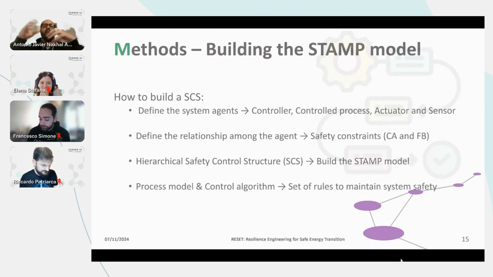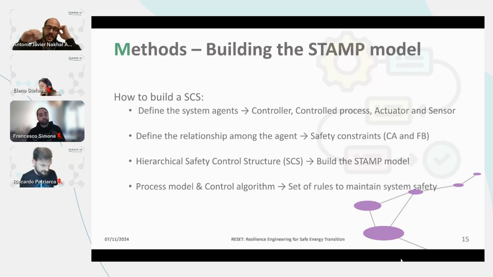After that, we need to create a hierarchical safety control structure. We know that in this process the hierarchy of the system is defined, with the controllers at the top of the model, and at the bottom of the model we have the controlled process.